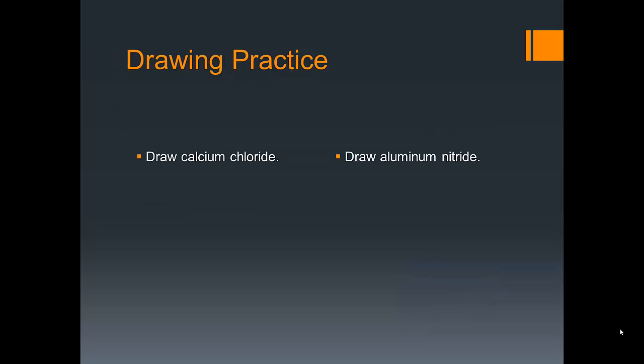So here's some practice for you to do. I'd like you to draw calcium chloride and aluminum nitride. So you need to look up the symbols, find the valence electrons, figure out how many of each thing you're going to need, and then show the final charges. So I'm going to have you pause the video and then try those on your own, and then you can start it again. The answers will be there.